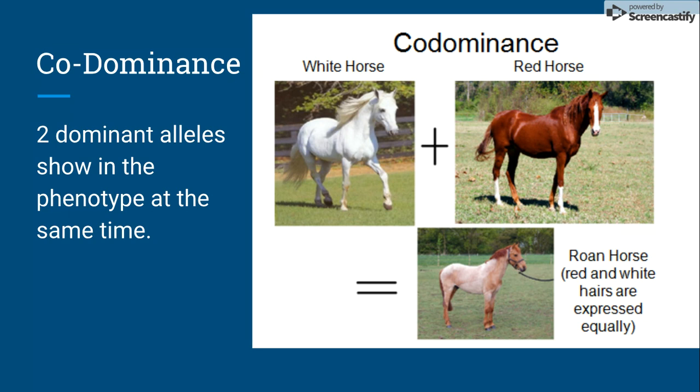Because the rule about dominance is that if you only have one copy of a dominant allele, you will express that dominant allele. That does not change. It's just now that we're expressing both dominant alleles. So an example here is with roan. Roan coloration is a combination of red and white hairs because both red and white coloration are dominant.